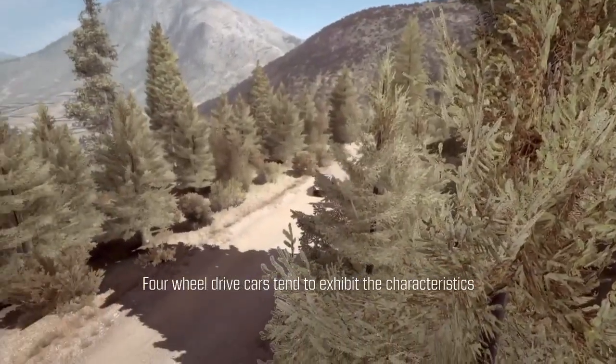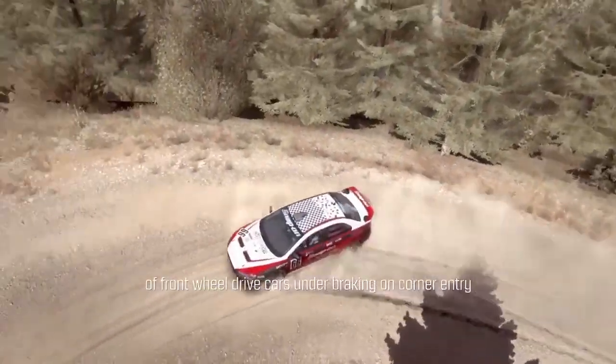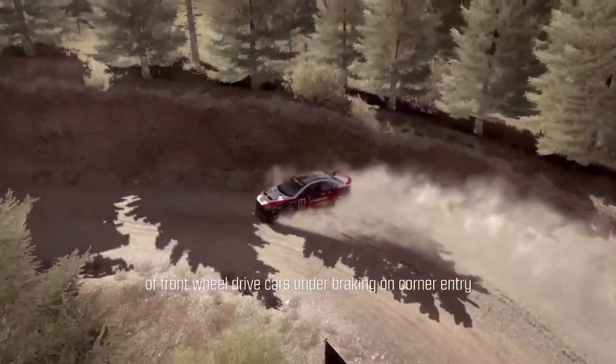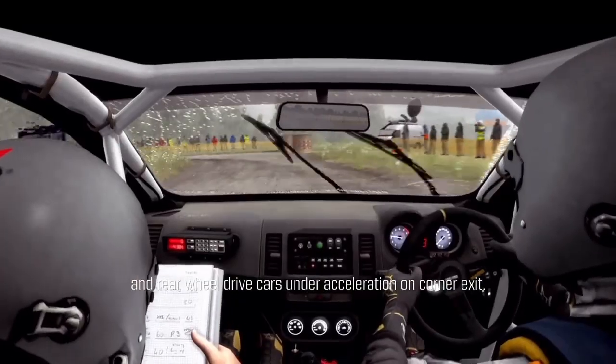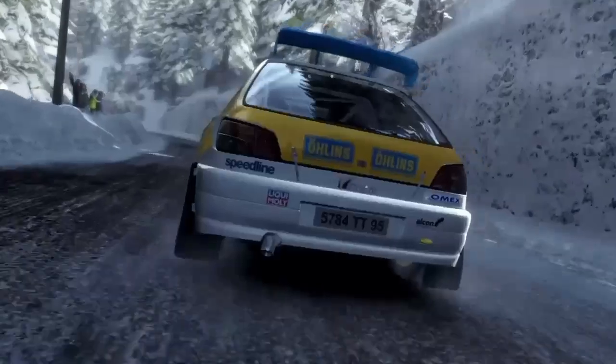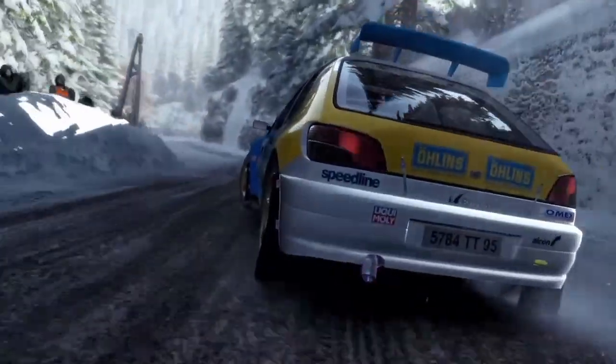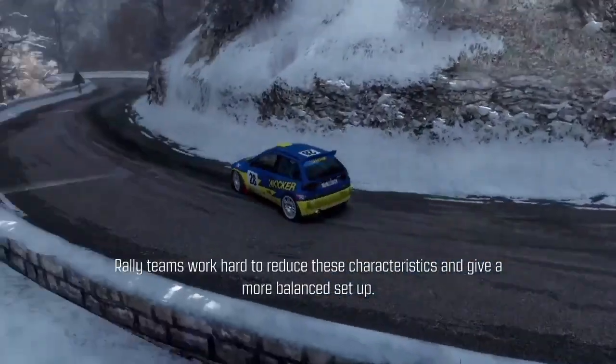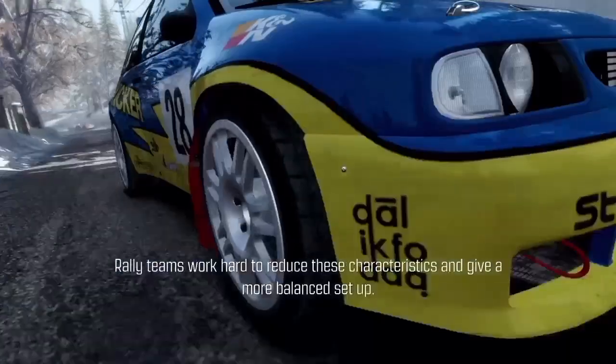Four-wheel drive cars tend to exhibit the characteristics of front-wheel drive cars under braking on corner entry and rear-wheel drive cars under acceleration on corner exit. Rally teams work hard to reduce these characteristics and give a more balanced setup.